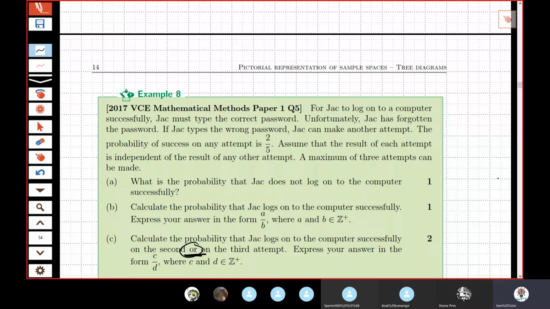Okay, I think we get the question, right? For Jack to log onto a computer, he must put the correct password. Unfortunately, he has forgotten, and he's going to take some guesses. The probability of success is 2/5, which means the probability of failure, or not being successful, would be 3/5. Assume that the result of each attempt is independent of the result of any other attempt. A maximum of 3 attempts can be made. What is the probability that Jack does not log onto the computer?